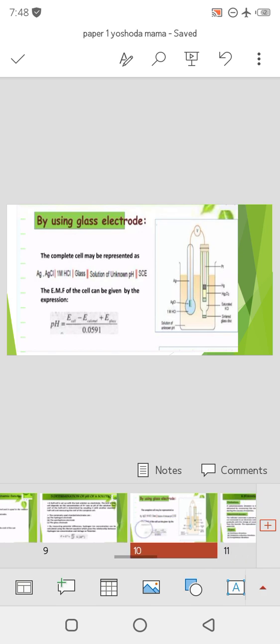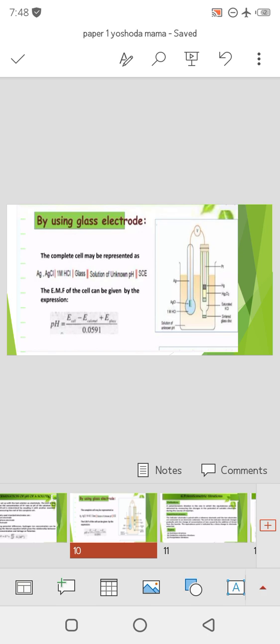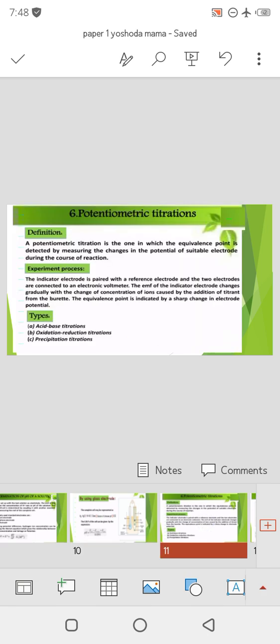So this is the reaction, this is the formula. And next one is the potentiometric titration. Definition: a potentiometric titration is the one in which the equivalence point is detected by measuring the changes in the potential of a suitable electrode during the course of a reaction.